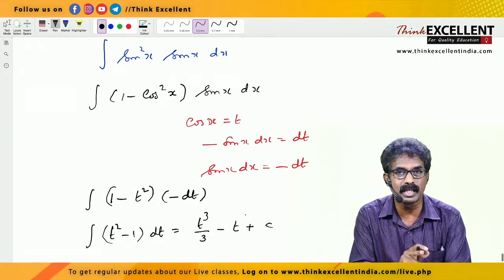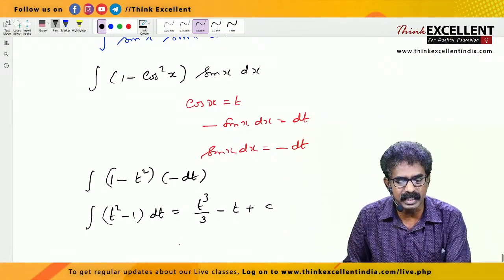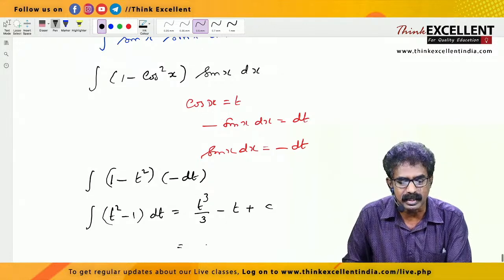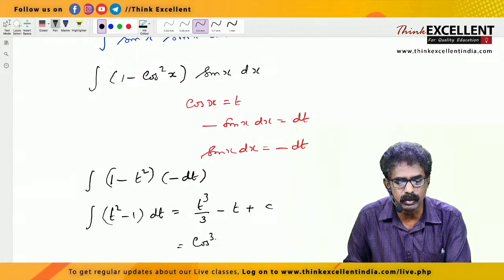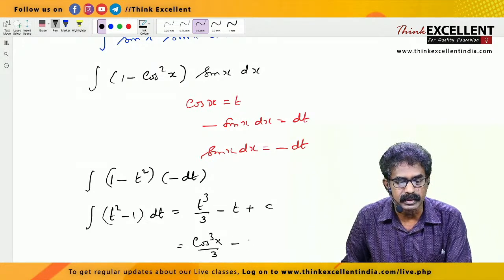When dx comes, write integration of 1 as x. When dt comes, integration of 1 is t. Finally for t you give the value. What is the t value? Cos x. So it is cos cube x by 3 minus cos x plus c, right? Okay, this is one method using substitution method.